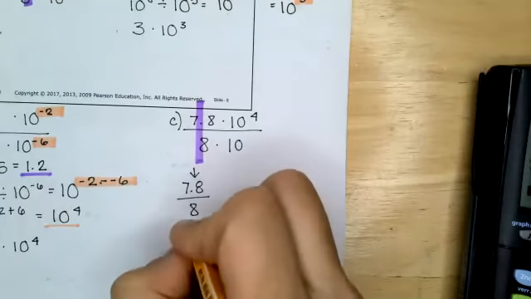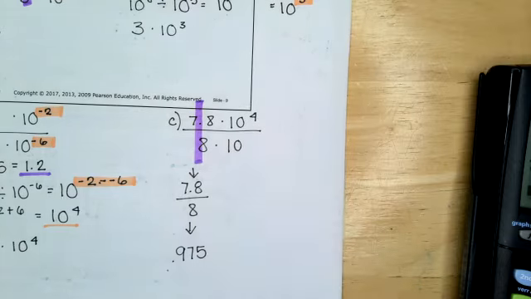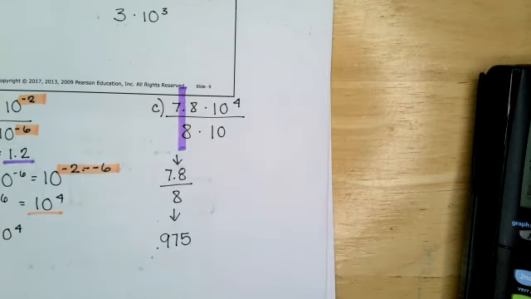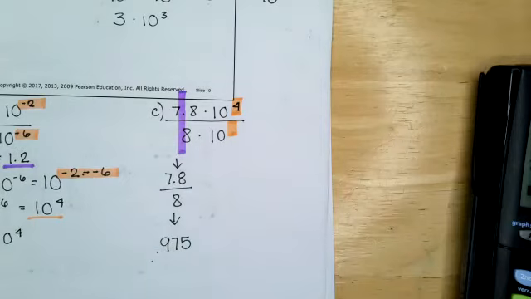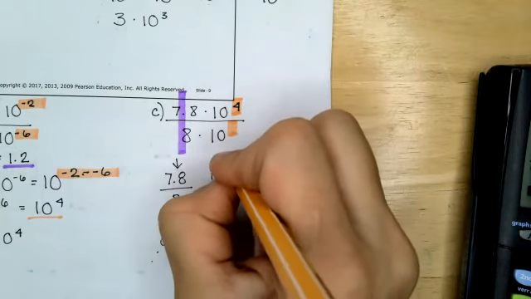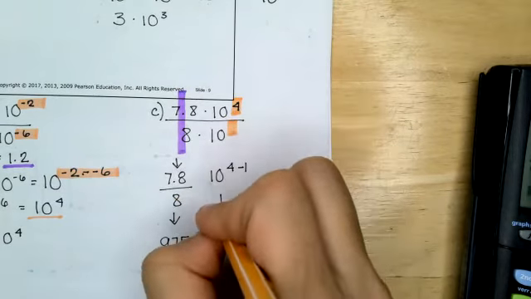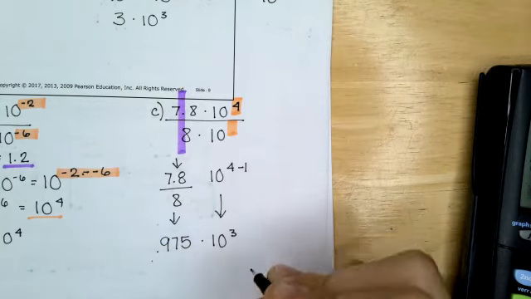That becomes 0.975. 10 to the 4th divided by 10, which is just 10 to the 1, is 10 to the power of 4 minus 1, right? 4 minus 1 is 3.